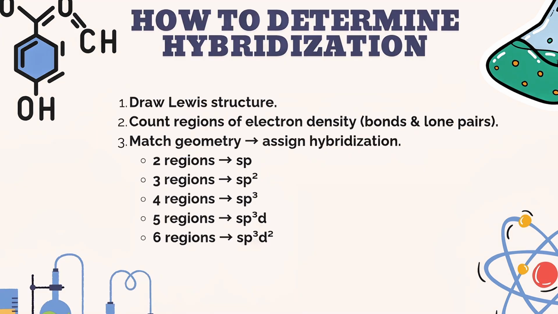How to determine hybridization? First, draw the Lewis structure. Second, count regions of electron density, bonds and lone pairs. Third, match geometry and assign hybridization. Keep in mind: two regions is sp, three is sp2, four is sp3, five is sp3d, and six is sp3d2.